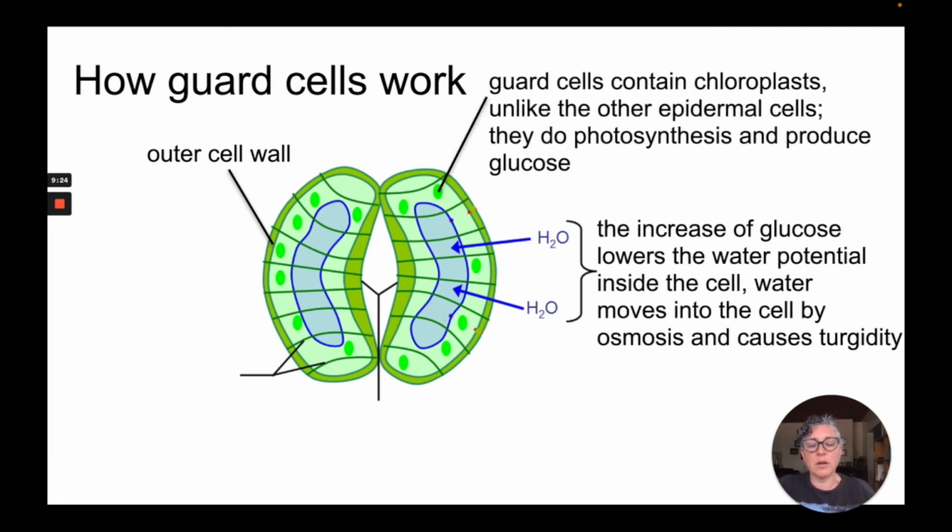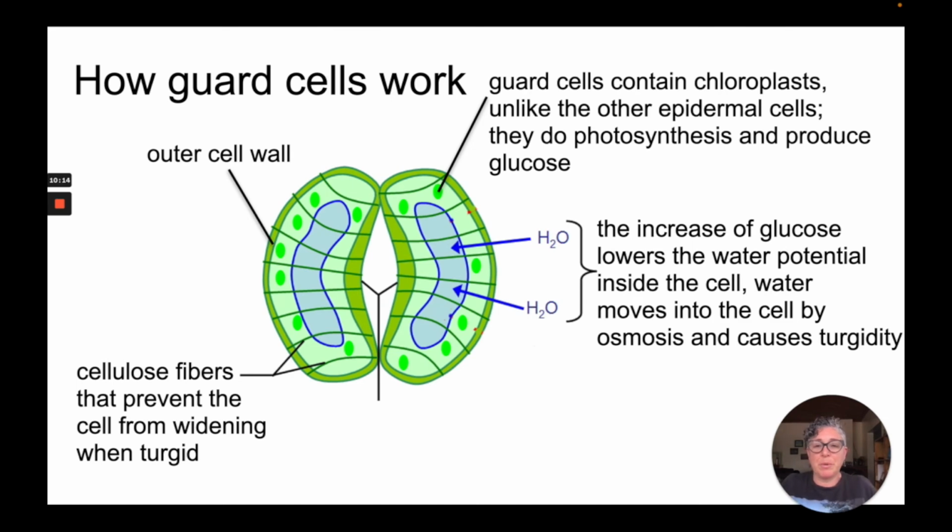So, guard cells contain chloroplasts, unlike all the other epidermal cells. That means they do photosynthesis and they're producing glucose. This is important because it is the production of glucose that is going to lower the water potential inside the cell. Because of this low water potential, water is going to move by osmosis into the guard cell, and this is going to cause the guard cell to become turgid. So again, the photosynthesis in the cell produces glucose. Glucose is going to lower the water potential inside the cell, and water is going to move in by osmosis and cause the cell to become turgid.